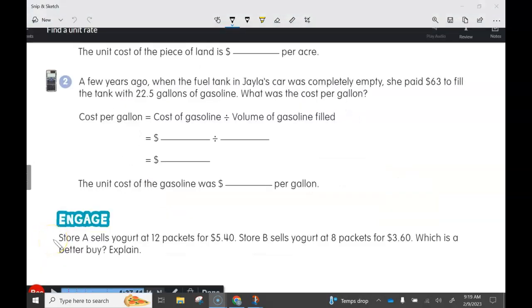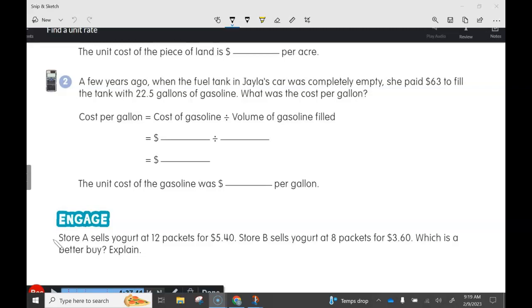So let's go over to page 240, and we're going to take a look at practicing finding a unit rate. We kind of already did that already, but let's look at it again. So for number 2, on page 240, it says, a few years ago, when a fuel tank in Jayla's car was completely empty, she paid $63 to fill the tank with 22.5 gallons of gasoline. What was the cost per gallon?